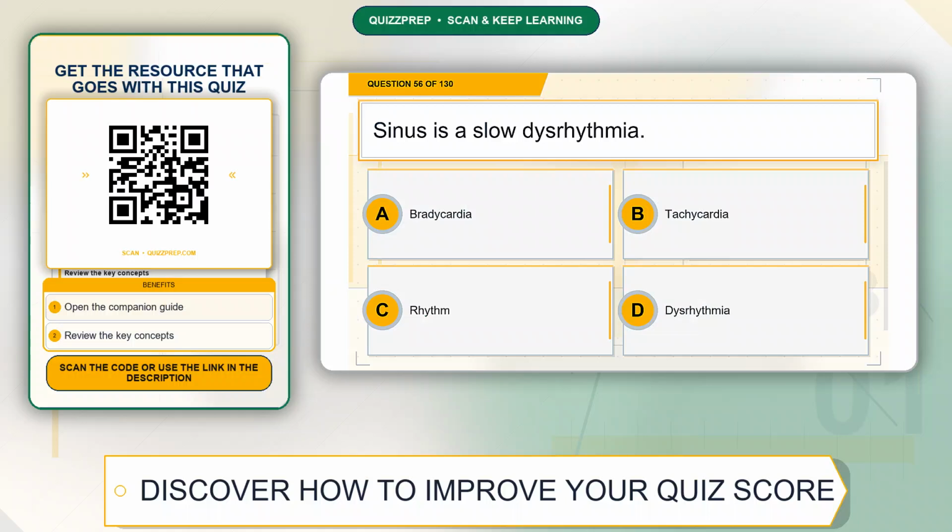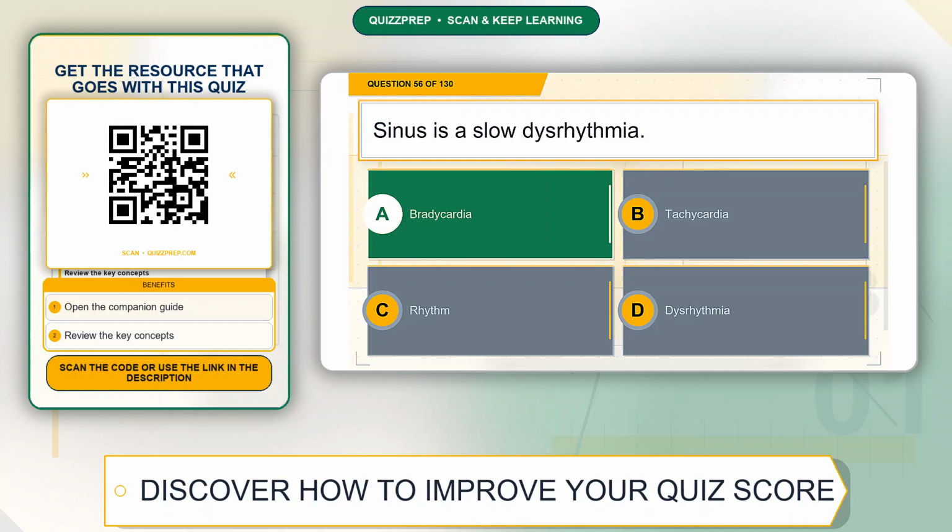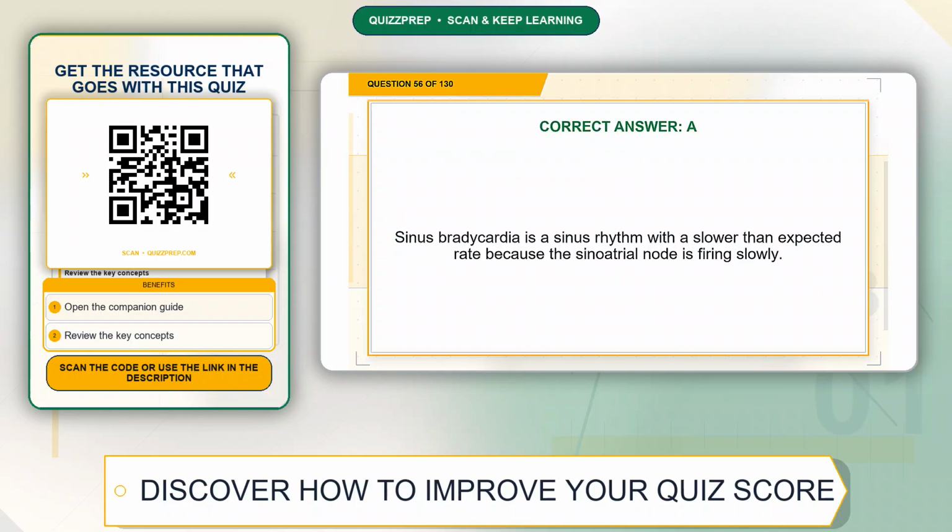Question 56. Sinus is a slow dysrhythmia. Option A, bradycardia. Option B, tachycardia. Option C, rhythm. Option D, dysrhythmia. The correct answer is option A, bradycardia. Explanation. Sinus bradycardia is a sinus rhythm with a slower than expected rate because the sinoatrial node is firing slowly.